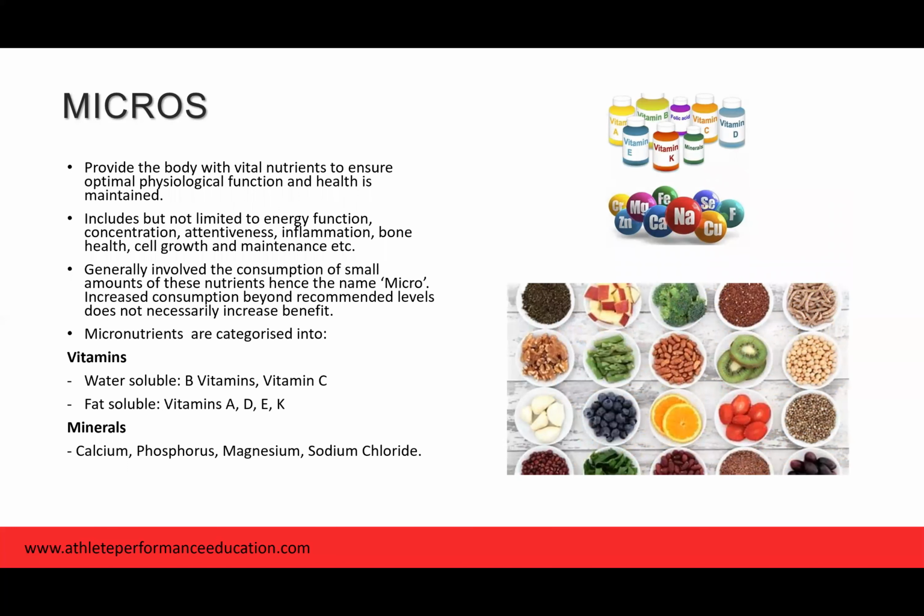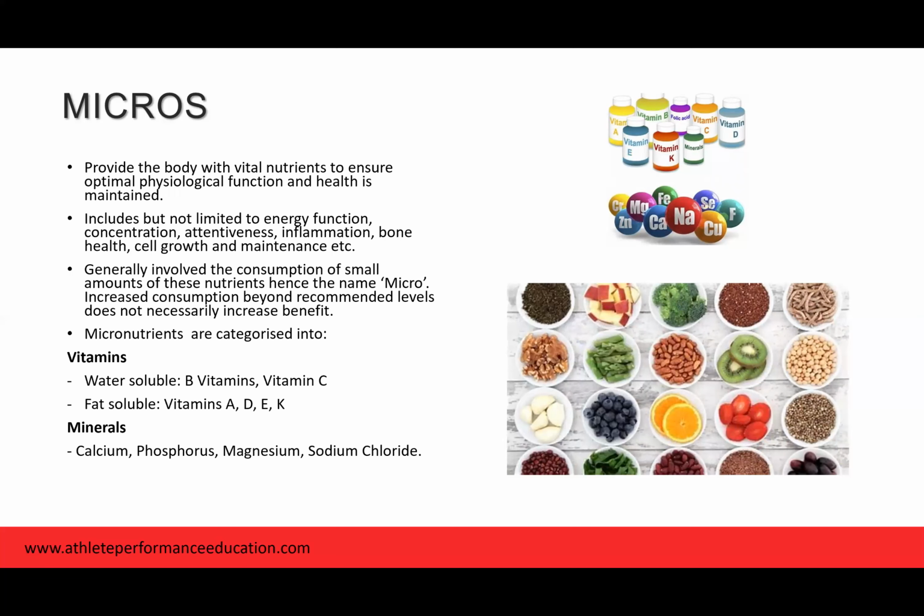So next are micronutrients. Micronutrients provide the body with vital nutrients to ensure optimal physiological function and health is maintained. These include, but aren't limited to, energy function, concentration, attentiveness, inflammation, bone health, cell growth, and maintenance, and a bunch of other stuff. Essentially, these are the little ingredients that keep our body functioning to its highest order. Whilst the macronutrients fuel us, the micronutrients allow us to perform at our highest functionality. Now, generally it involves the consumption of small amounts of these nutrients, hence the name micro. So coming from vegetables and our fruits and all those sorts of stuff.